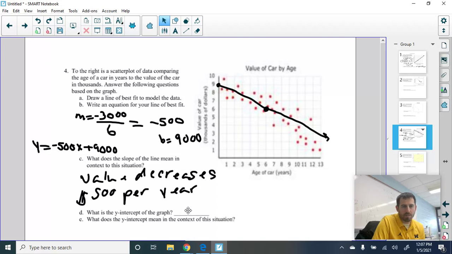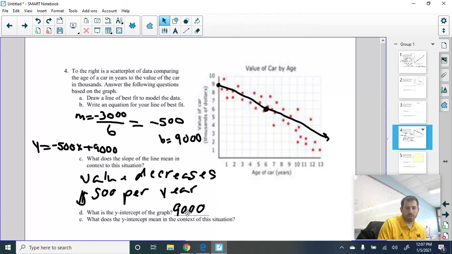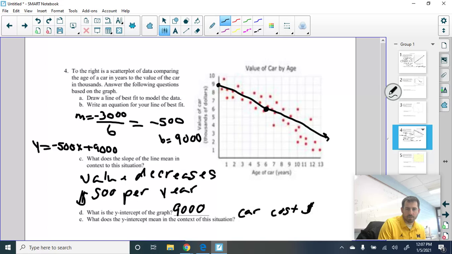And then we go to the y-intercept. It started at 9,000. So we'll write 9,000. And then it says, what does the y-intercept mean? Well, in this case, it just means the cost of the car was 9,000. So you say the car cost $9,000. If you want to say it cost $9,000 when you bought it, that would be perfectly acceptable for now. Pause if you need to.